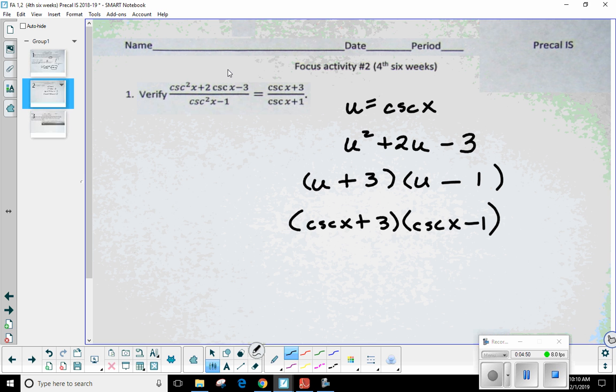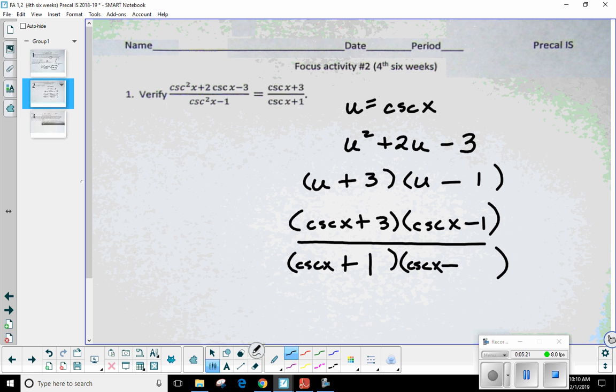Now, over, and I'm definitely going to start with the left side because it's much larger and more complicated. But does anybody notice anything now about cosecant squared of x minus 1? It is a difference of squares. When we break those apart, we get, what do we call it? Conjugates. So one positive, one negative. In fact, it would just be cosecant of x plus 1, cosecant of x minus 1.